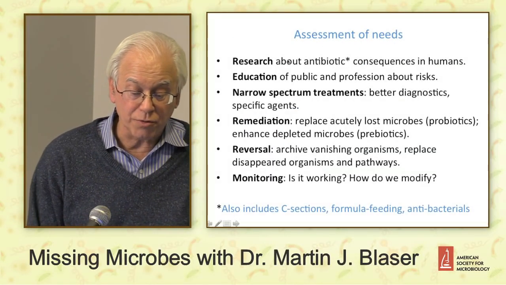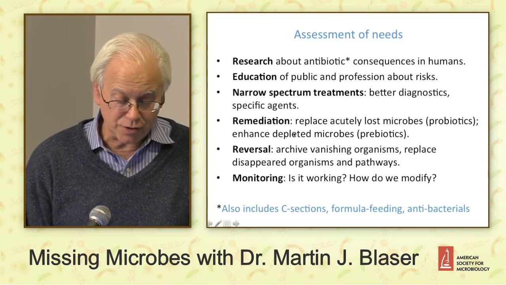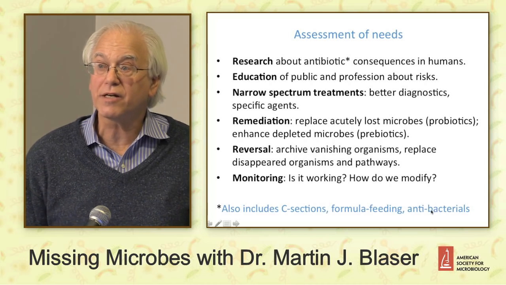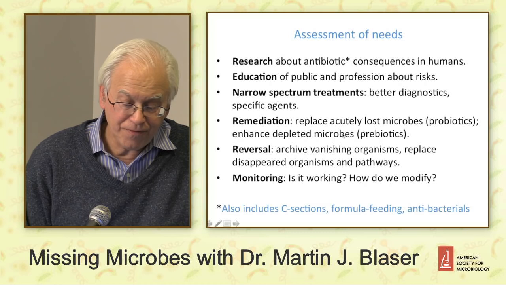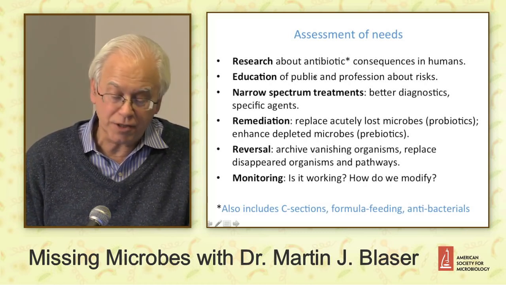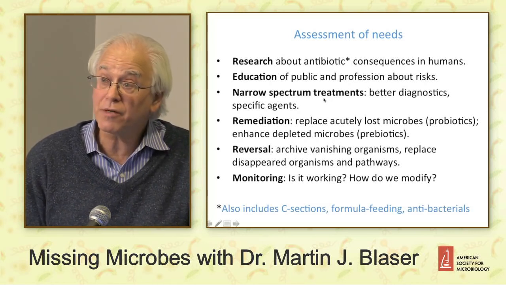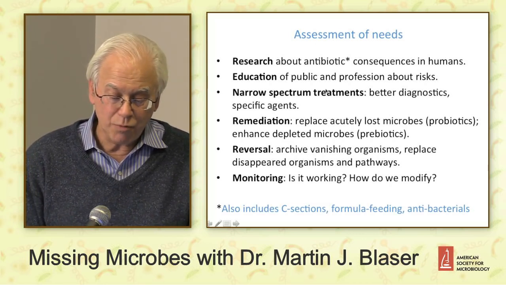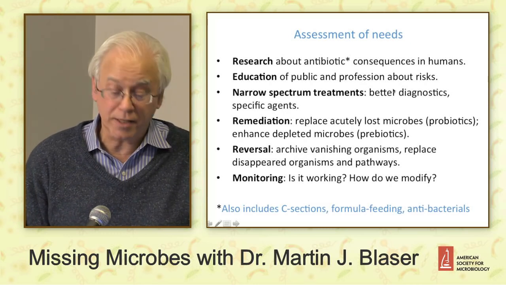So what do we need to do? We need to do research about the consequences of antibiotic use. And here I'll include C-sections and formula feeding and other antibacterials, things that disrupt the early life microbiota. And if we find that there are consequences, we have to educate the public and the profession about the risks of antibiotics. We need to develop narrow spectrum treatments, not broad spectrum treatments that have collateral damage, but ones that will treat specific infectious agents. That will require better diagnostics.